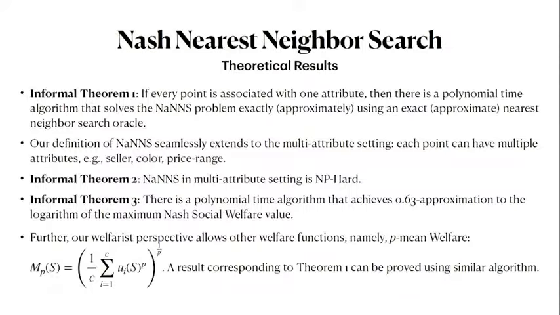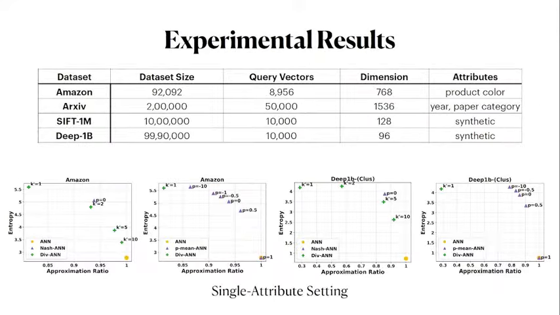We give algorithms that can solve the optimization problem exactly when every vector is associated with exactly one attribute. When they are associated with multiple attributes, it becomes NP hard, and we give an approximation algorithm for that as well. But the nice thing again is that our formulation extends to the generalized p-mean welfare, where by changing this quantity p, you can interpolate between the standard approximate nearest neighbor search, the Nash nearest neighbor search, and the complete diverse solution, which is like k' equals 1, the constraint equals 1. These are some results on data sets that we ran, and in practice we see on large scale data sets this algorithm performs very nicely.